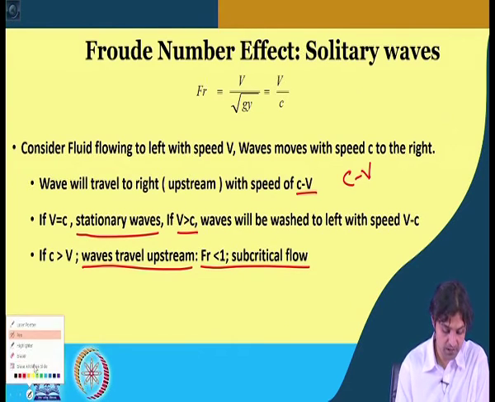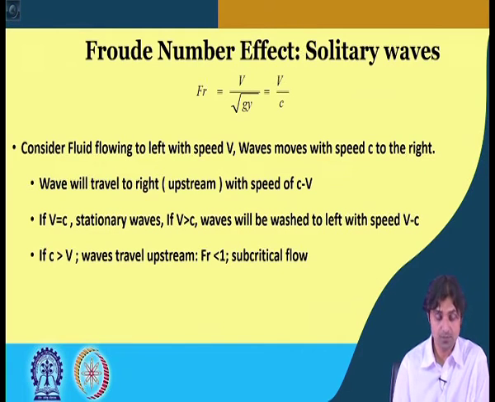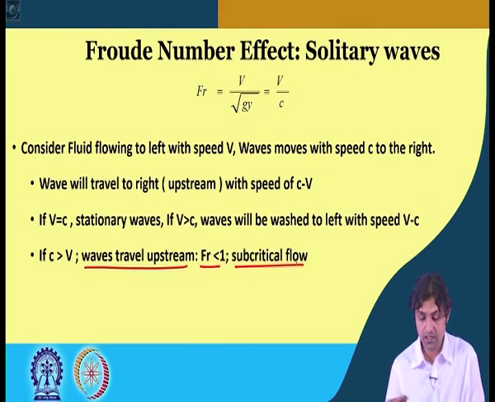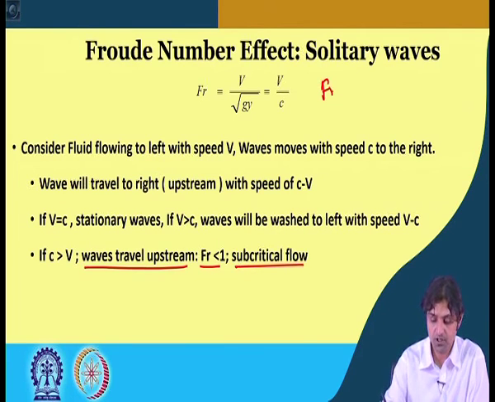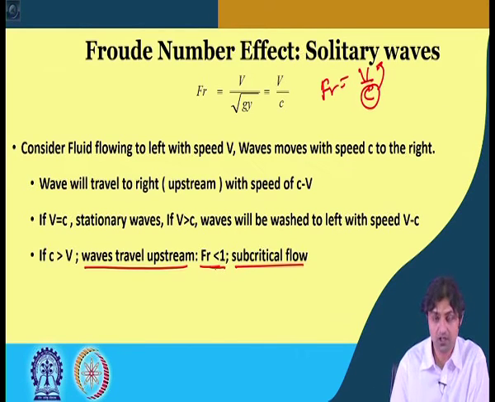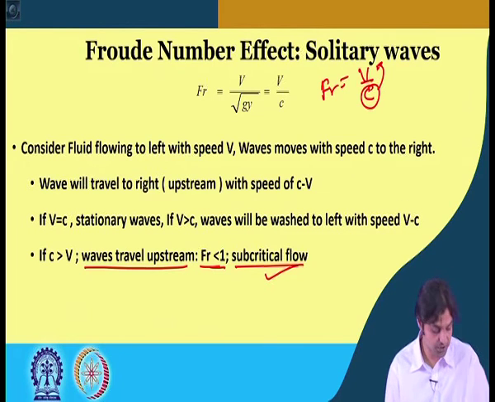This is an important result actually. So, if the speed of the wave is larger than the speed of the stream, I mean stream as in water, the waves can travel upstream, and the Froude number is going to be less than 1 and it is going to be a subcritical flow. Let us try to see. Froude number is v by c, alright. So, if c is greater than v, what is going to be the Froude number? Less than 1. So, that means subcritical flow, very simple to see.